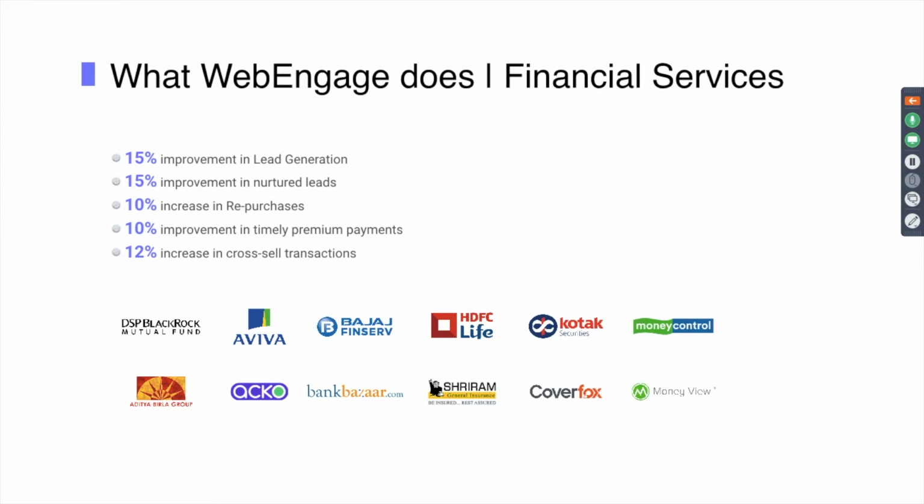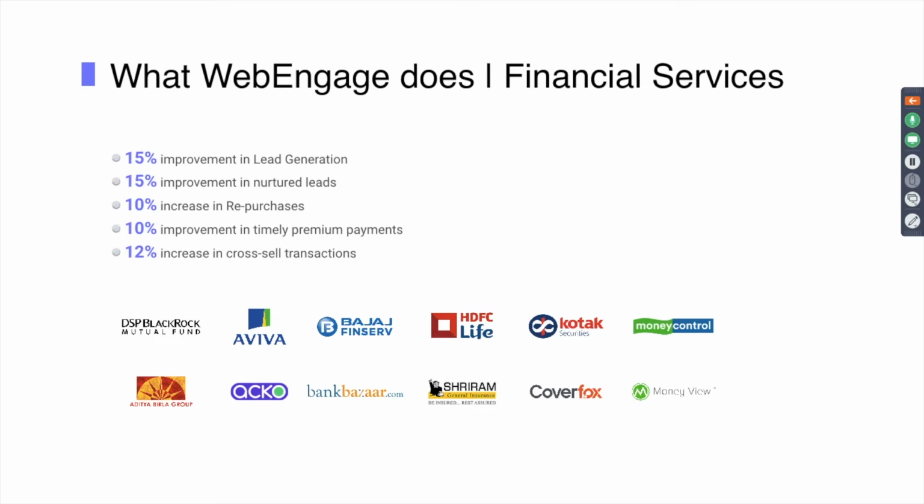Now, when you talk about the fintech part, there obviously the metrics would be slightly different, because you're focusing on your lead generation, your nurturing, your premium payments have been paid or not, based on the different kinds of businesses that we're talking about. But I think for most of the players like DSP BlackRock and Aviva, or you talk about ACO, HDFC Life, there has been a lot of improvement in terms of the lead generation through our on-site pieces, through our cross-channel communications through journeys, and multiple other things that go into it. So in fact, there was a 10% increase in the repurchases.